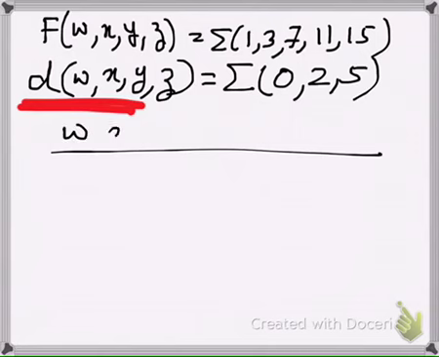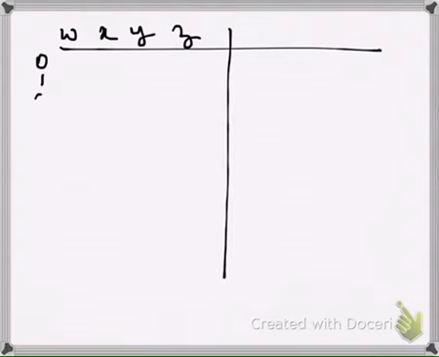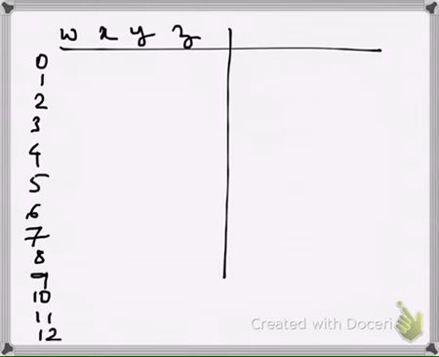So w, x, y and z. I think it is better we write it on the next slide. W, x, y and z. So this is 0, 1, 2, 3, 4, 5, 6, 7, 8, 9, 10. I don't think we have enough space. 12. We'll write it here. 13.